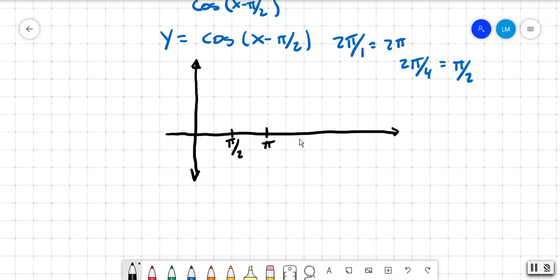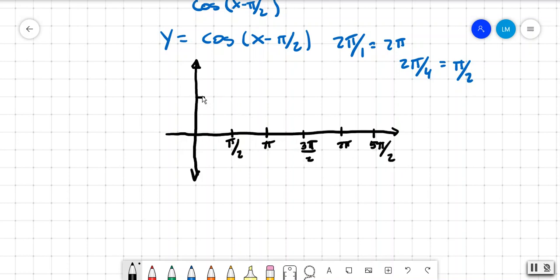So you have pi, and then you have another one at 3 pi over 2. But then you have another one which completes the period. Yeah, you have another one which will be 2 pi, and then you have one more. Okay, so 5 pi over 2.